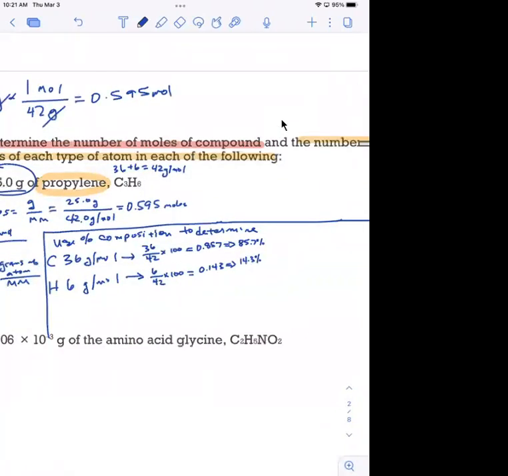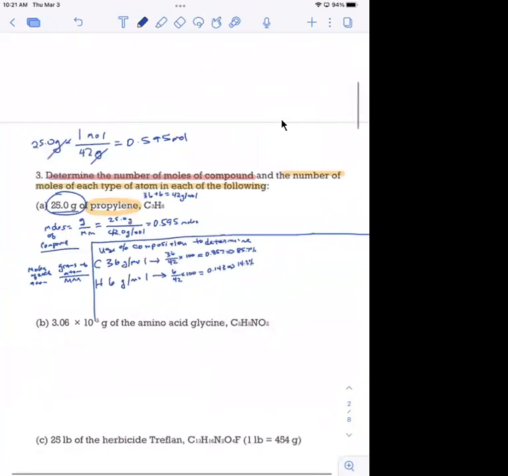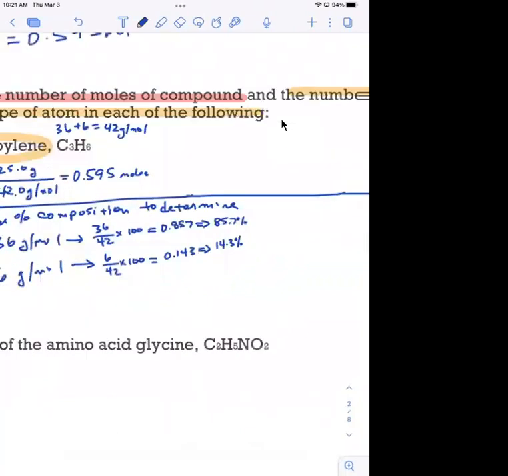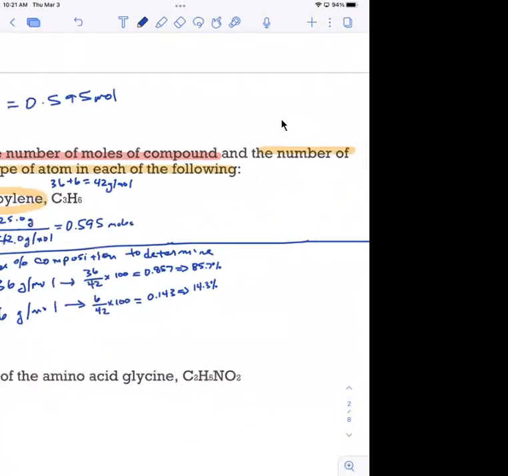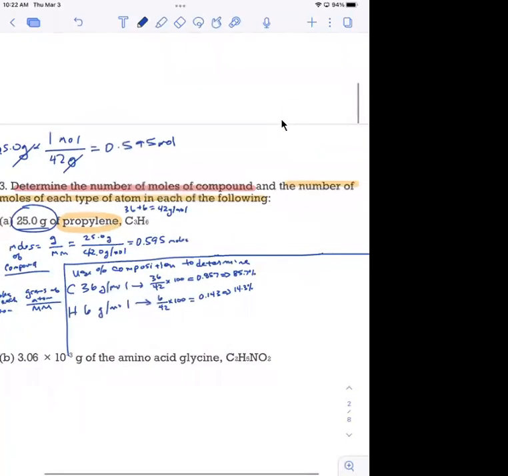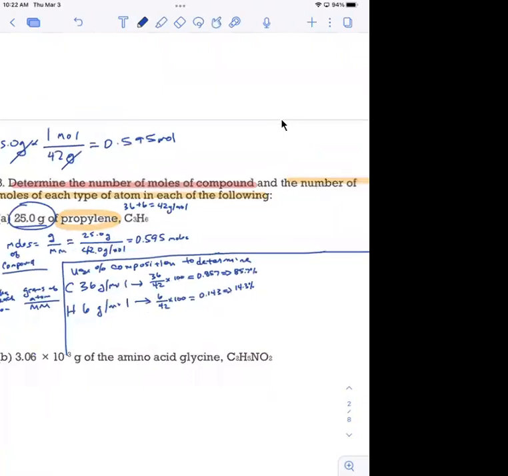So this problem is taking multiple concepts and putting them together in the same problem. We have to use percent composition to find out how much of each atom is present, and then from that, we could find the number of moles. Now we could find that from here, but I want to find the grams and then the moles, because I want to keep layering that in. Is everybody on the same page up to this point?